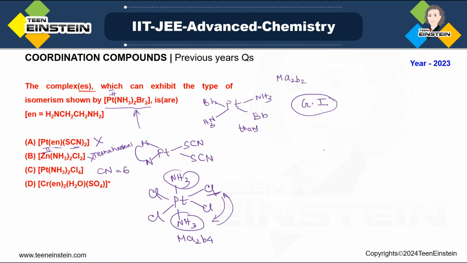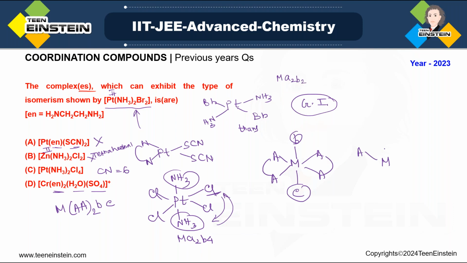And what about the last one? Here we have chromium, 2 ethylene diamine, and 1 water, 1 sulfate. So what is the type? Here the type is 2 symmetrical bidentate ligands, and then B and C. So this is the type. Now for this type, I am writing this bidentate; you can also draw it for this chromium complex, but I am just doing it for general cases. So these H2O and SO4, as B and C, these two are trans to each other, right?